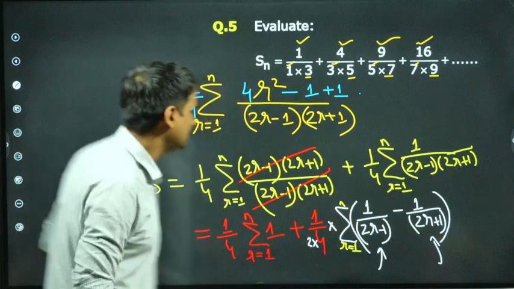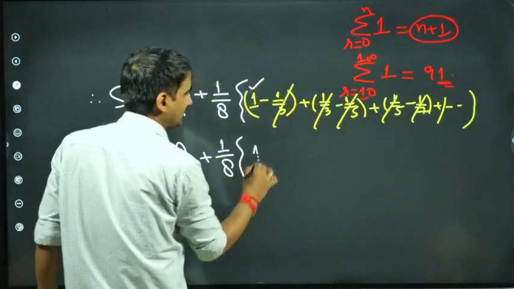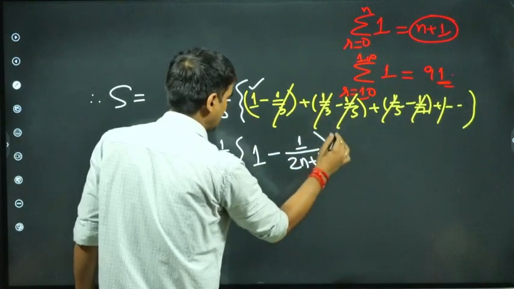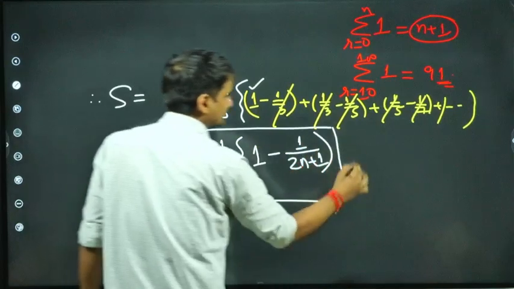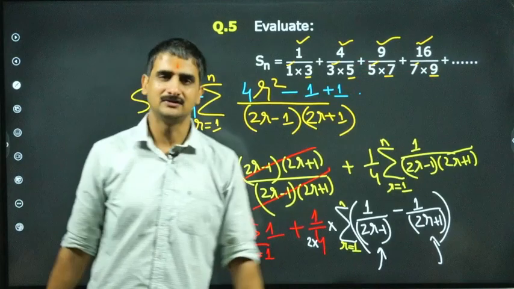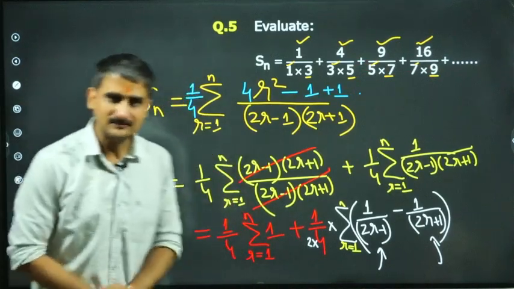So you put n there, so you get 1 minus 1 by 2n plus 1, and that's it. So that should be the answer, and I believe most of you would have definitely got this answer, bachcho. Okay, so that's it for today, bachcho.